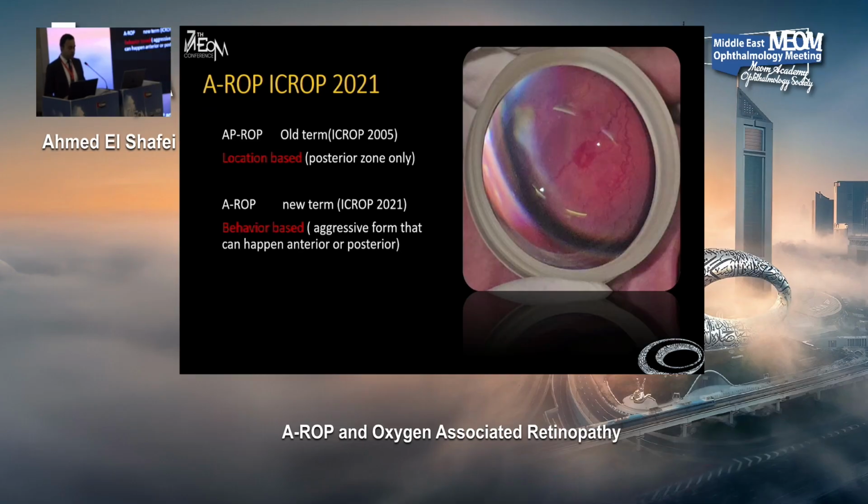The aggressive ROP, according to the newest international classification, was previously known by the old term aggressive posterior ROP, which is location based, so it was describing the posterior zone only. The new term, according to the new ICROP, is behavior based, so it is an aggressive form that can happen posteriorly and more anteriorly.